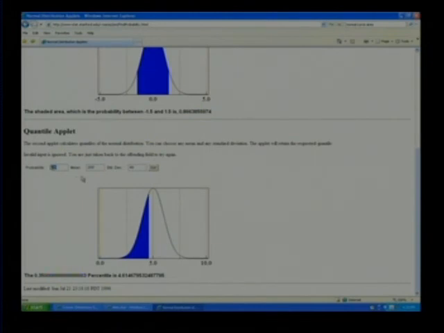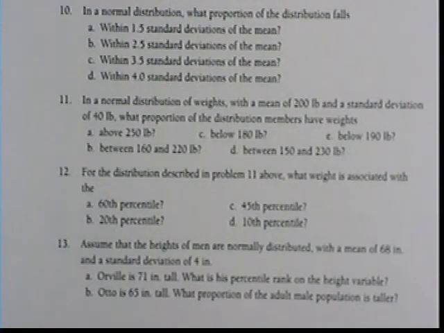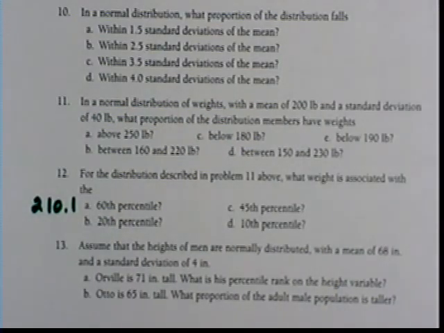They wanted the 60th percentile. Remember that because we're dealing with area, the percentile and the probability are the same. So the 60th percentile for this particular problem is 210.1. You can do that with a program like this, or you can look it up in the table as we did.